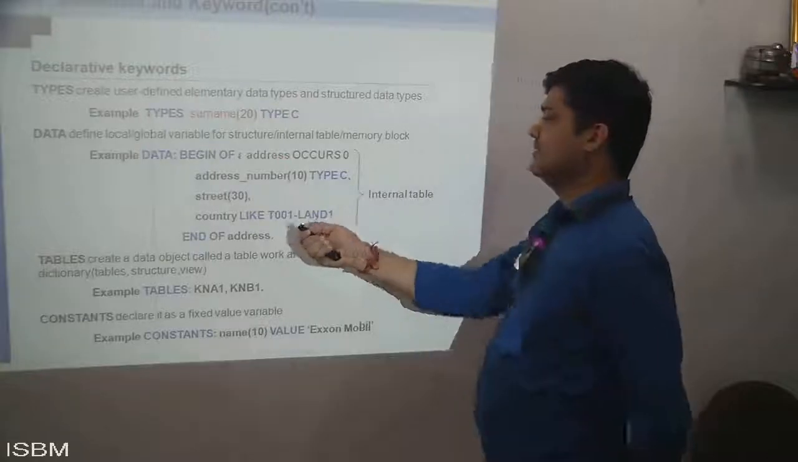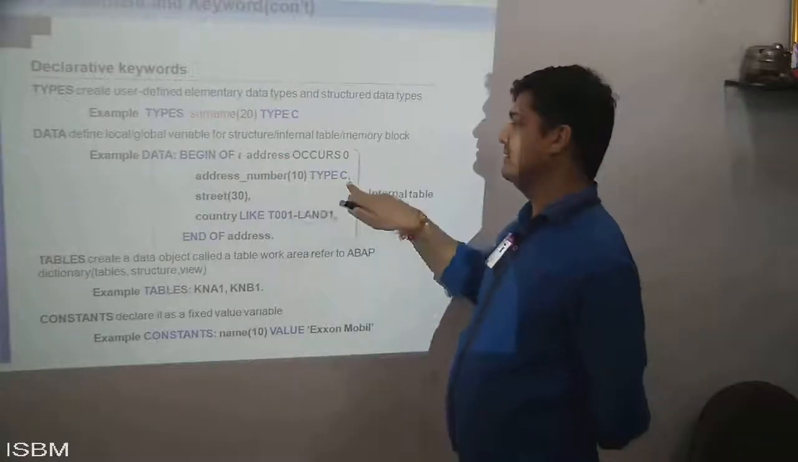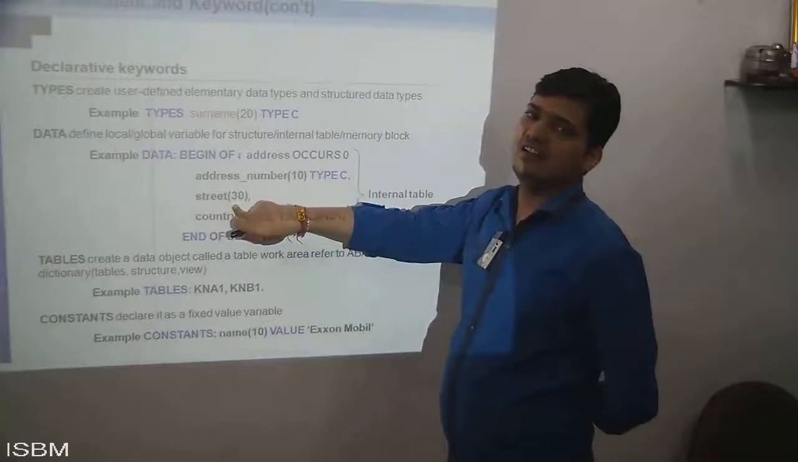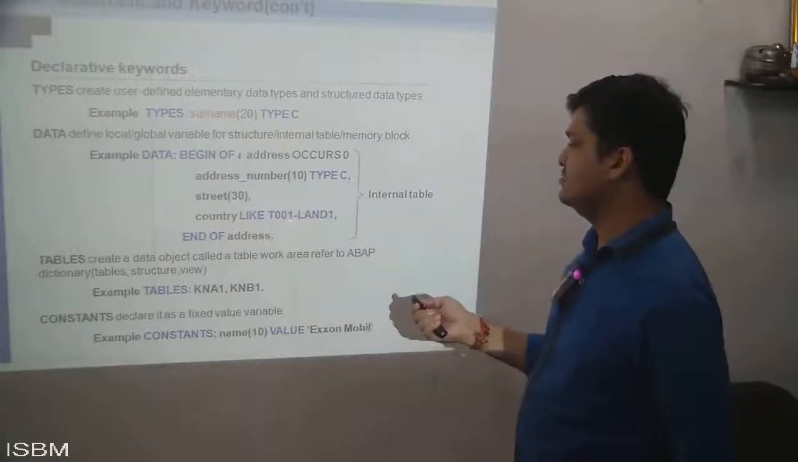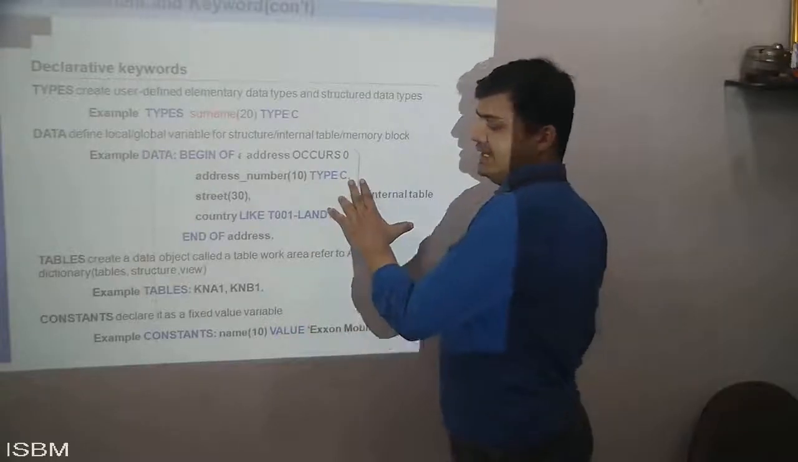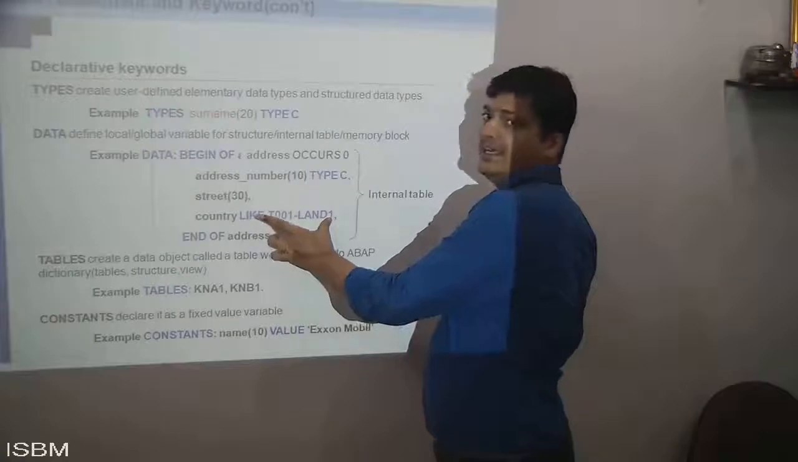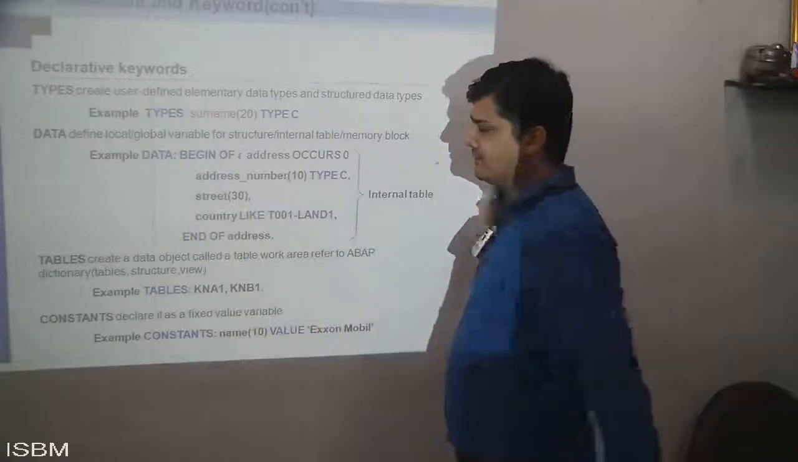Address number is type C 10, so it will take 10 characters. Then we have street, which will take 30 characters. Then we have country like T001 land1. There is no need to declare any data type, so we have directly declared the table type over here. T001 land1 is directly connected with the country.